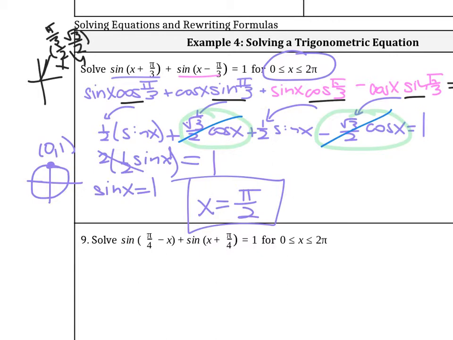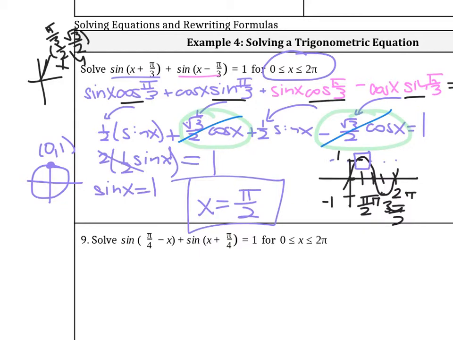Another way to look at it: you could look at the unit circle, which I think is really nice, but you can also, if you wanted to, graph it. So let's graph a period of sine. It goes between 1 and -1, and sine starts there. We notice that at pi over 2, that is when the y value is 1. So that's another way to look at it.